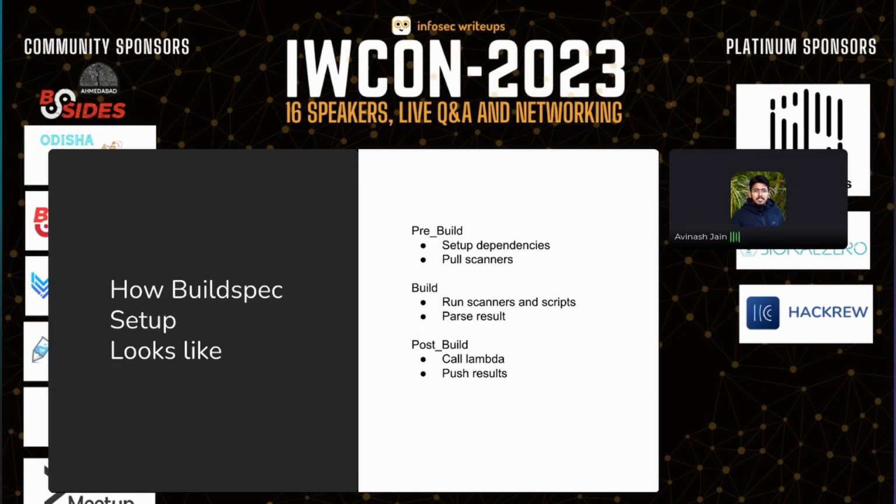perform specific security checks. So in the pre-build, you basically set up your dependencies, you pull your scanners, download them. In build, you actually run those scanners or scripts or tools, and finally you parse your results. And in the post-build, you can consume those results which are being passed. You can call Lambda. You can push those results to multiple communication channels or to a vulnerability management tracker, which is done in the post-build component of the build spec file, which is written in the CodeBuild step.